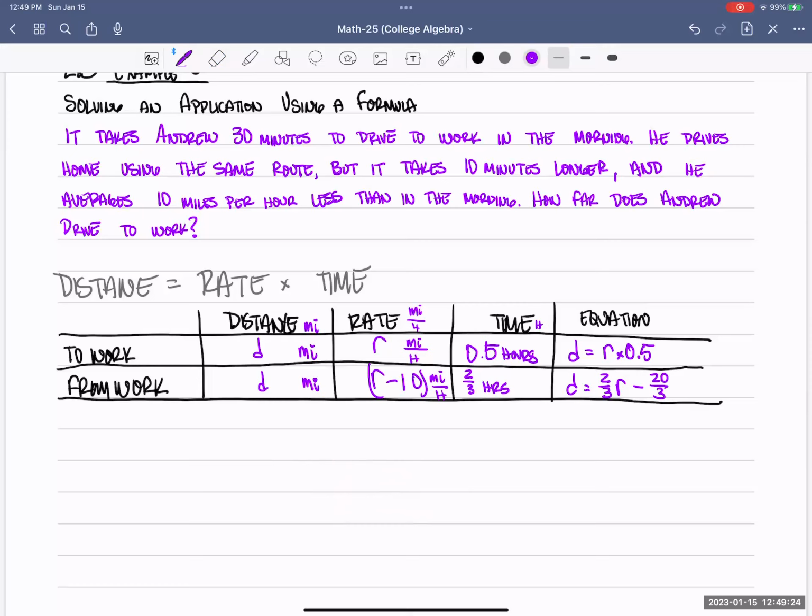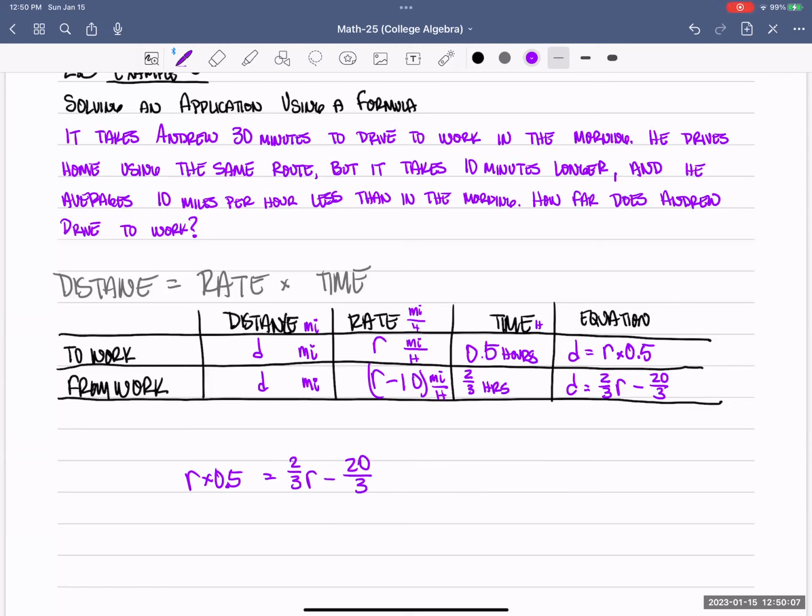So now from here, the last part they're asking for is how far does Andrew drive to work? Here we are set up where our distances are exactly the same. So we could set these two equal to each other. So that way we could solve for R. So we could solve for the rate. And I know we're not looking for rate, but we could easily plug it back into one of these two equations to get the distance, which is what we are looking for. So let's set those two equal to each other. So R times 0.5 is equal to 2 over 3r minus 20 over 3.